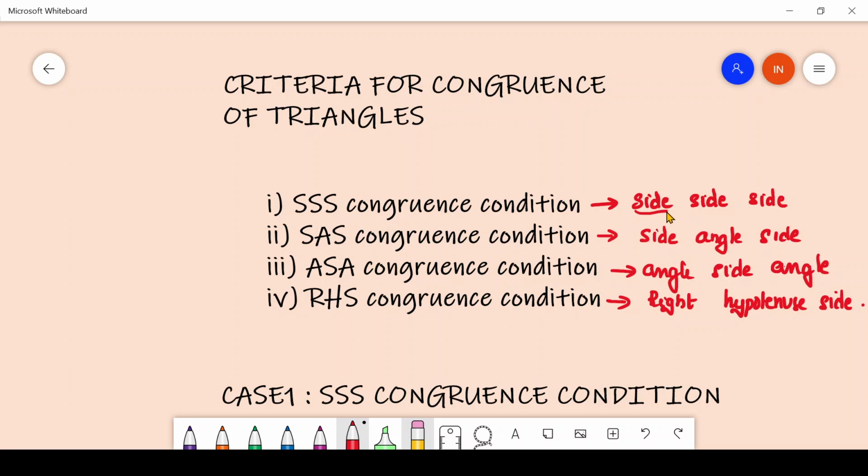You can see here in the first one all are sides only, right? In the second one, you can see that the angle is between the two sides. That is the A here, in between the two sides. Moving towards the third one, the side is between two angles. And the last one is very easy to find out. It should be right angled first. The hypotenuse of both triangles is shown, and one side also. So let us go deep into each condition with an example.